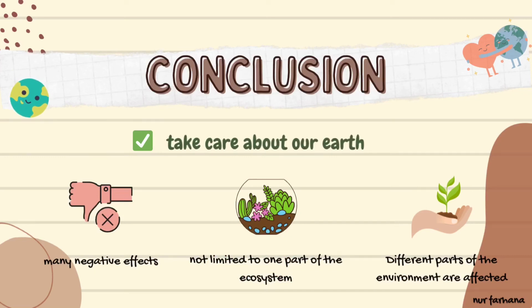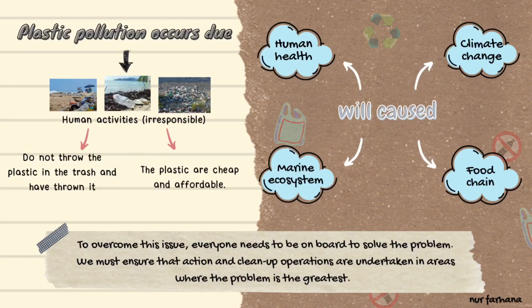In conclusion, we must really take care of our earth. You know that plastic pollution is a very big issue since it has many negative effects. They are not limited to one part of the ecosystem, but different parts of the environment are also affected, and this results in the loss of biodiversity. We can also conclude that the major reason plastic pollution occurs is irresponsible human activities. Humans do not throw plastic in the trash and have thrown it everywhere. This is not a problem for them if the plastic is discarded at will because it is cheap and affordable. So if they want to use it, they can just buy it without any worries.